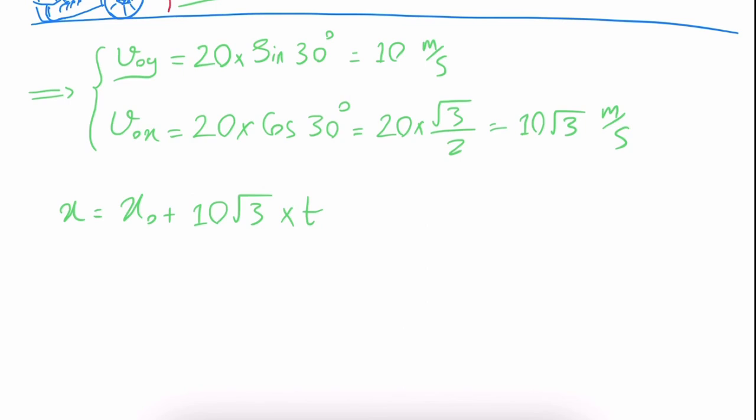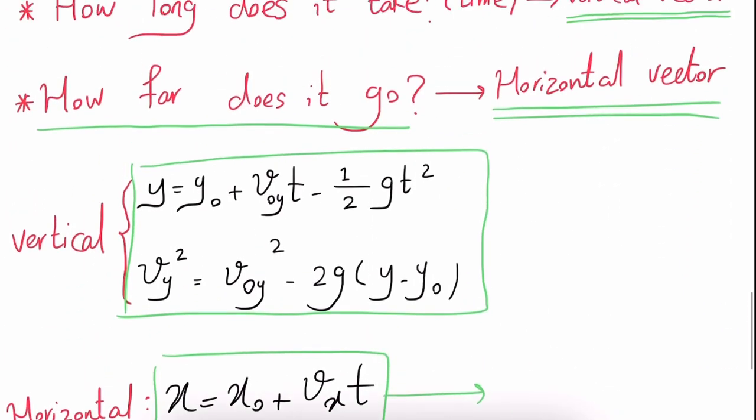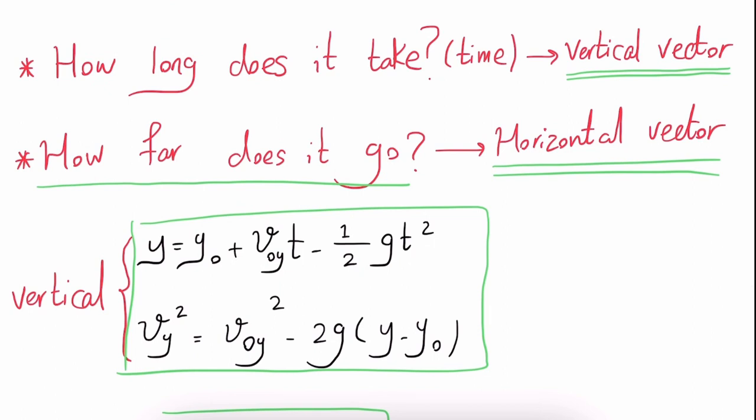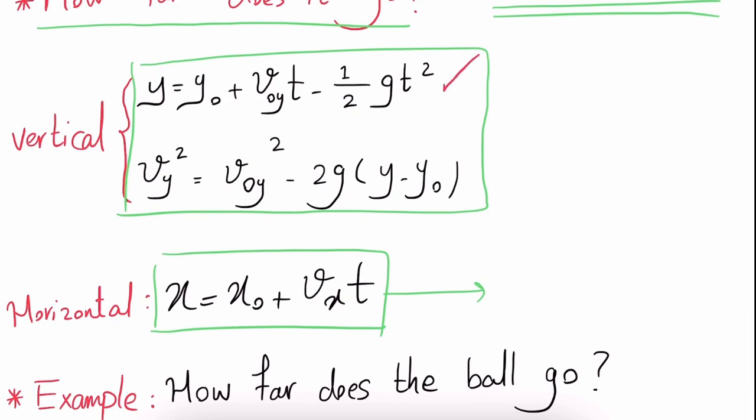Now, as I said before, it's easier for us to always choose the initial position of the ball as 0. So x0 will be equal to 0, and we will have x equals t times 10 times the square root of 3. But now we're faced with another problem. t is unknown. And what do we do about that? Therefore, based on my explanations, we have to use the vertical vector to calculate the time. Therefore, we have to use this equation again.